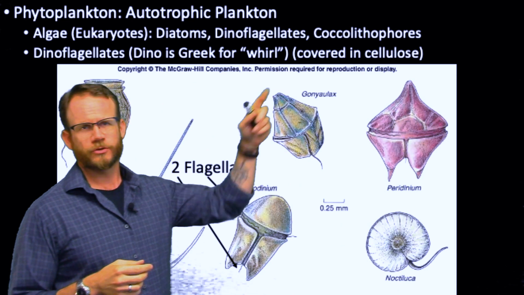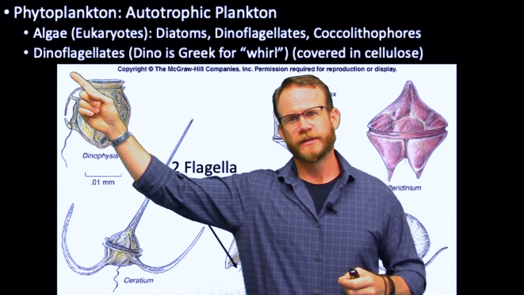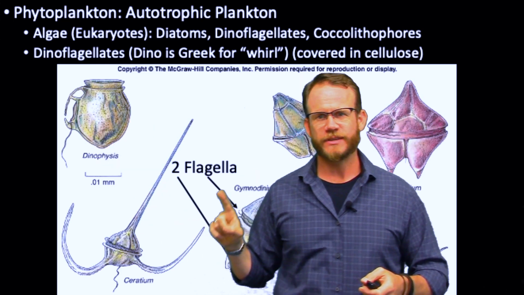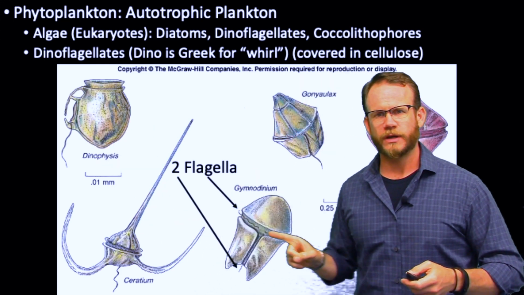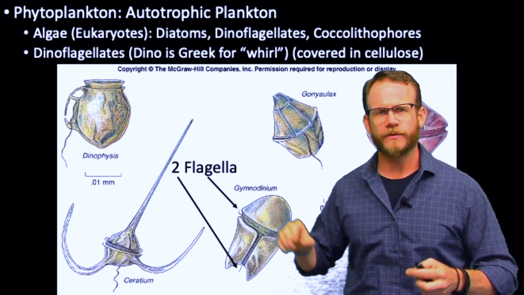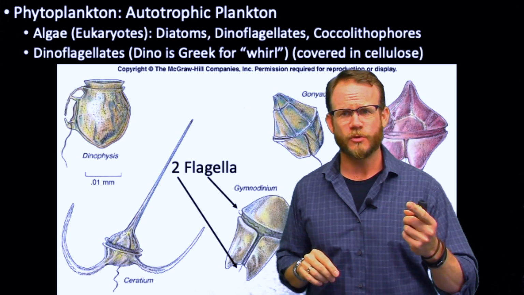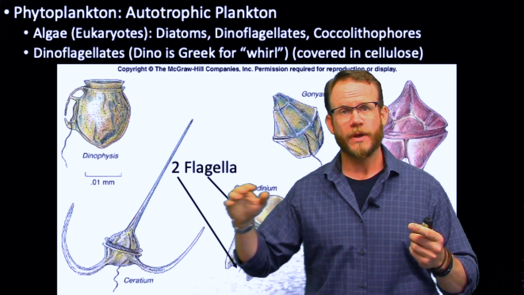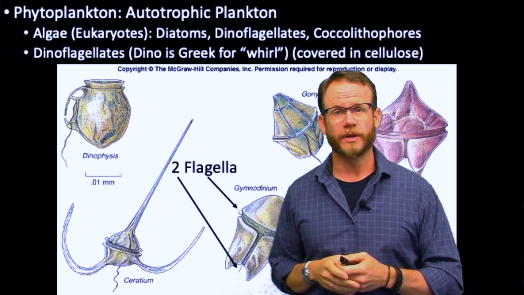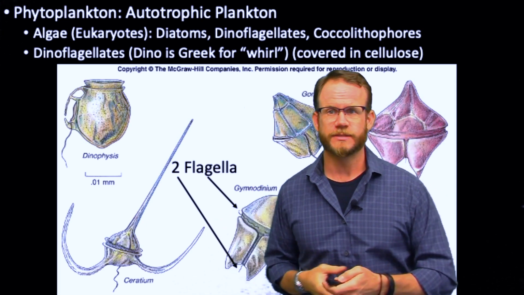And dino, just Greek for whirl, and flagellate has flagella. So they have these two flagella. One goes around their structure here and one at the bottom. The one that goes around their structure is what makes them whirl. So they get that name because they can actually spin as they're moving along. And then the one at the bottom propels them along. So they can actually move a little bit in the water. I said sometimes they can move, but just not very far, not against the ocean currents.